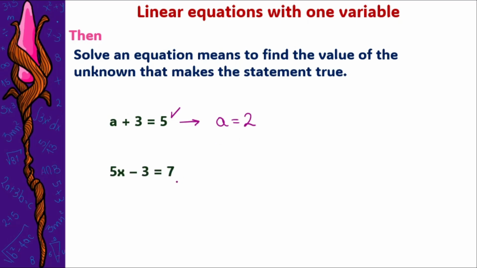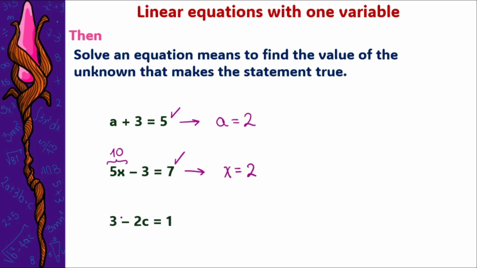5x minus 3 equals 7. Remember, when we don't have a sign, it means multiplication. So we need to find a number that when you subtract 3, you get 7. So this thing should be 10. That means x should be 2. 5 times 2 is 10, minus 3 is 7. That would make the statement true.